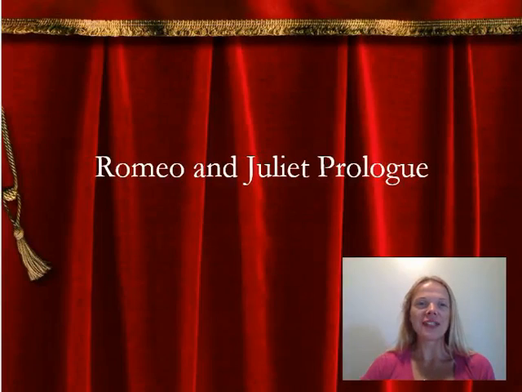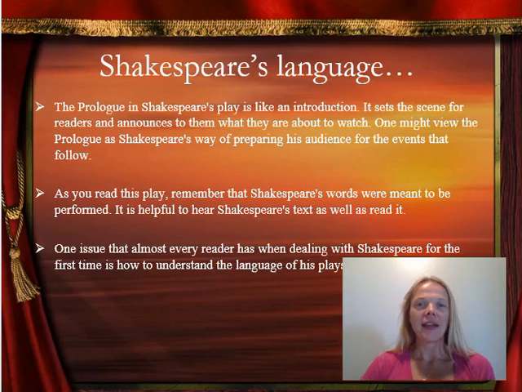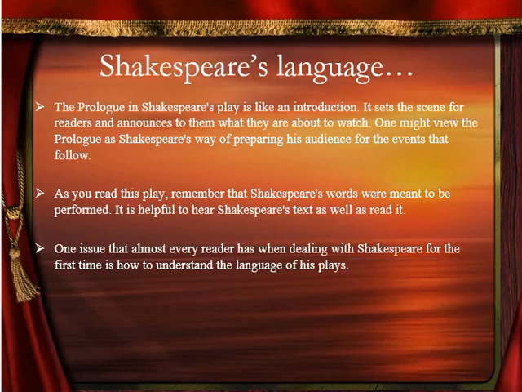Hello, wonderful students, and welcome to today's lesson, which is Romeo and Juliet's prologue to the play. The prologue is Shakespeare's word for an introduction. So in the prologue, he sets the scene for readers and announces to them what they're about to watch. You might look at the prologue as a way of preparing the audience for the events.